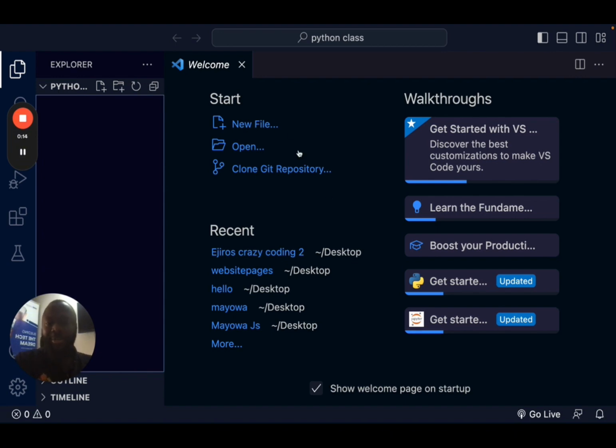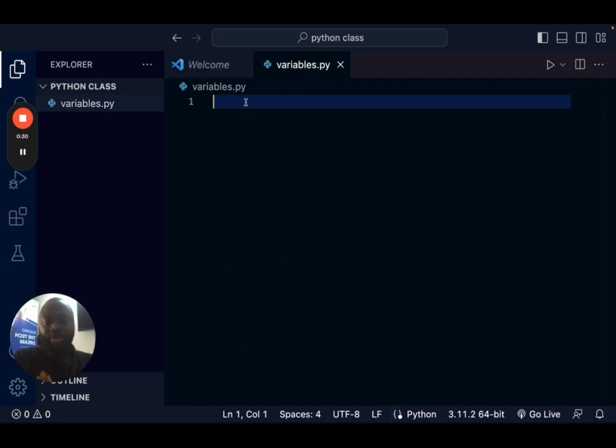So in this class, I want to start with the very first concept of Python, which is a general programming concept that I like to call variables. We're going to be talking about variables. So what exactly are variables and why are they so important? Variables basically are just containers that we use to store data temporarily. So they're containers for storing data.